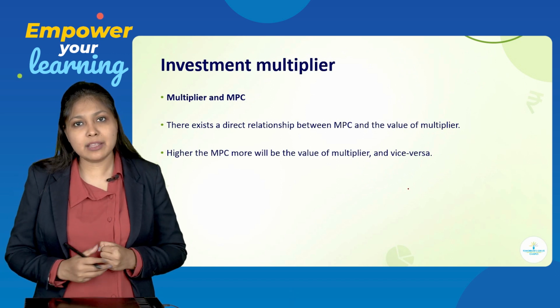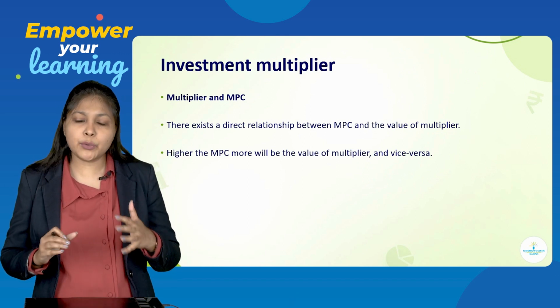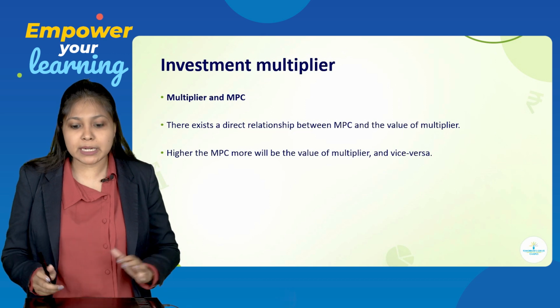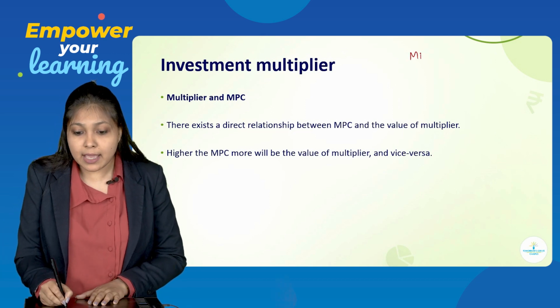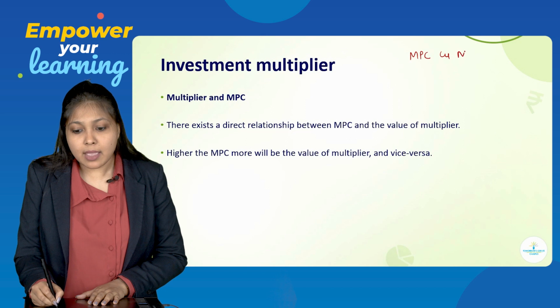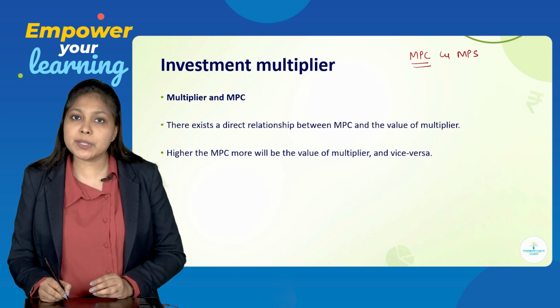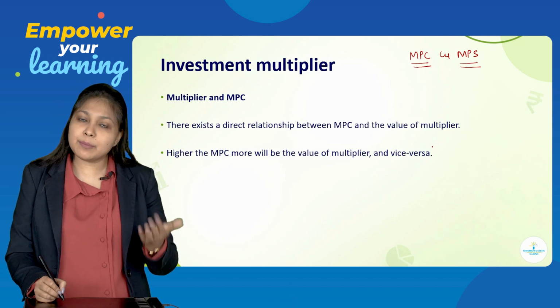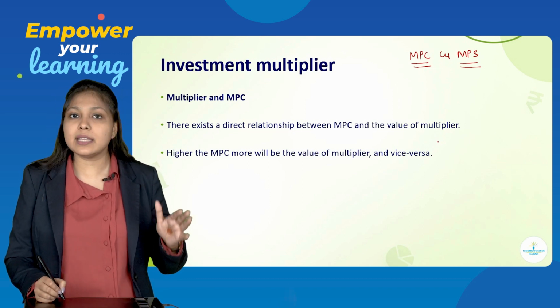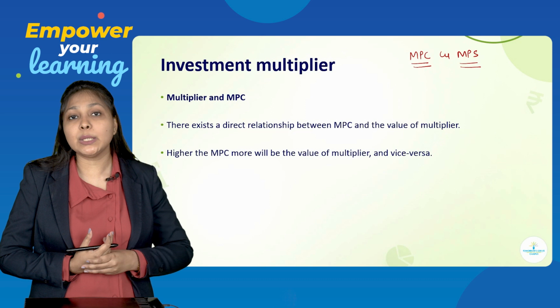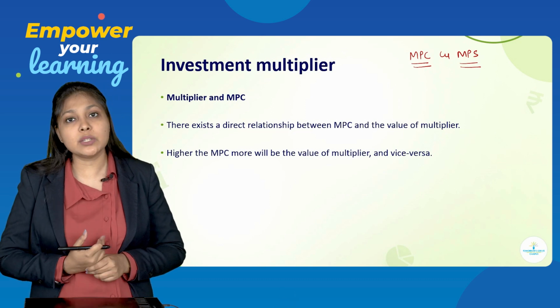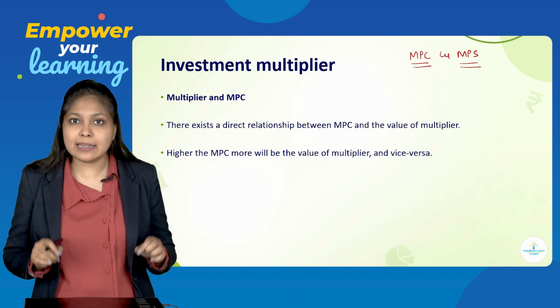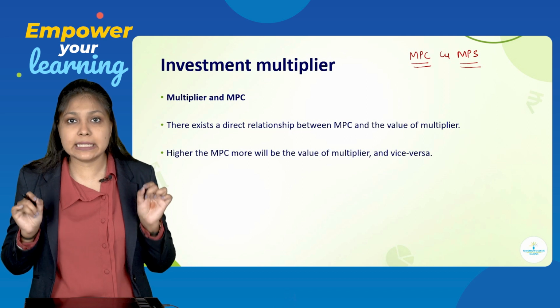Now, multiplier and MPC. So basically we are going to understand the relationship of the multiplier with both MPC as well as MPS. MPC is marginal propensity to consume and MPS is marginal propensity to save. If you remember, we have already studied this under propensity to consumption function and propensity to saving function. We have already covered these topics in detail.